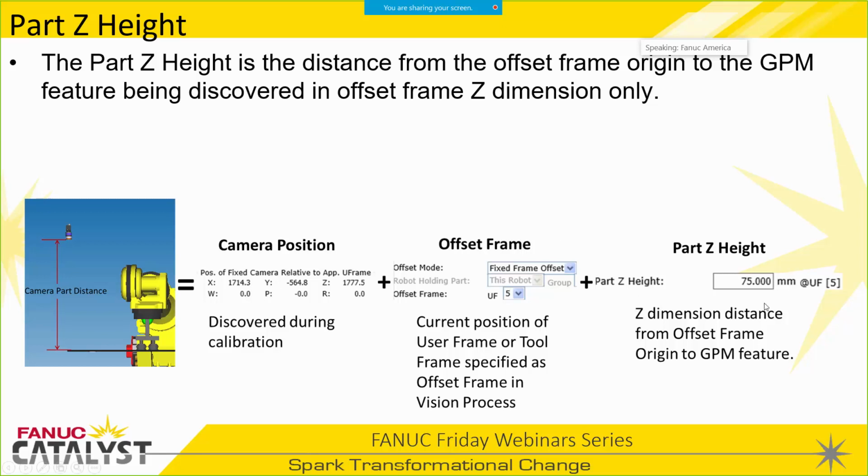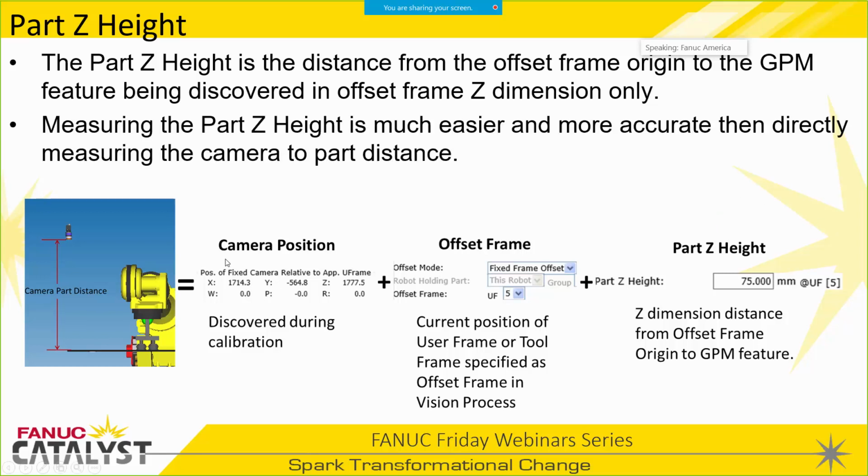And by knowing that, it can calculate the camera to part distance because it knows where the camera is for calibration. It knows exactly where the camera is. It knows where the offset frame is. That's a user frame that you've defined. And then you tell it that dimension in Z, and then it can figure out the camera distance. So it's just a much easier way to figure out that camera distance.